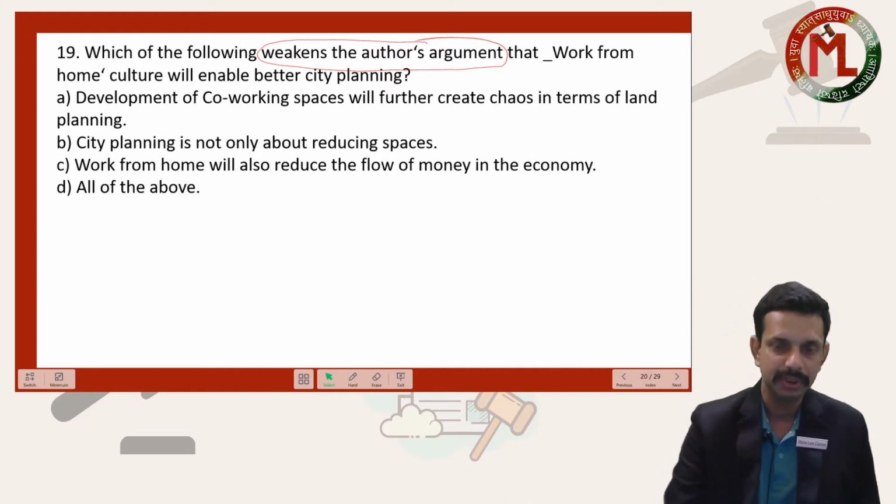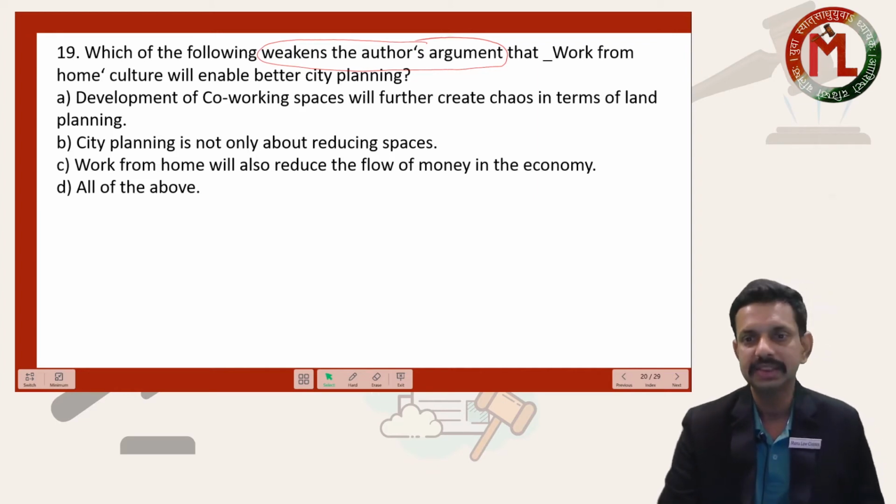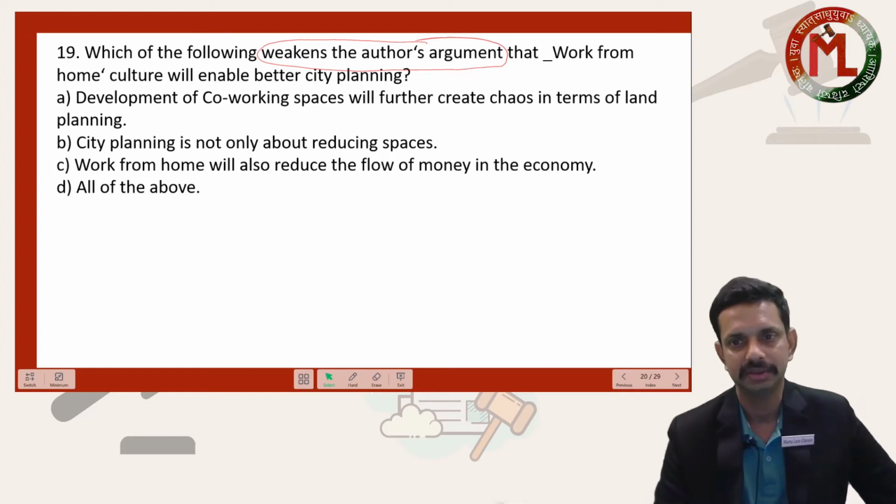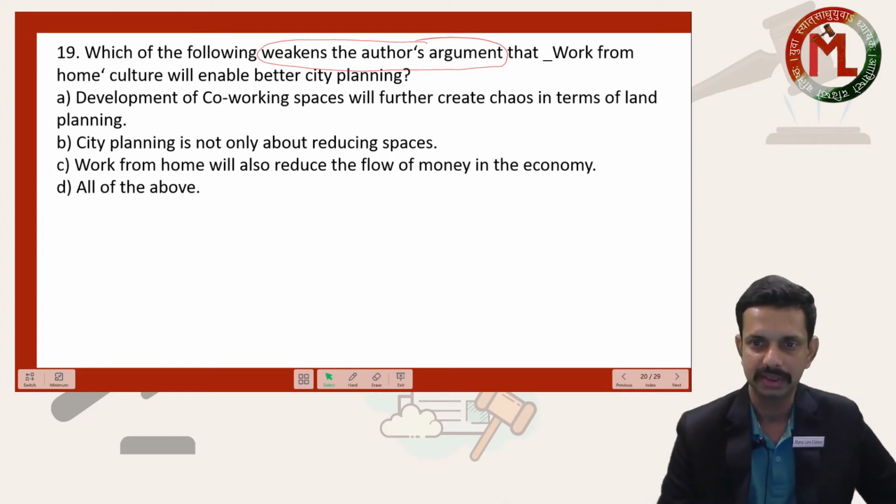And for that purpose, we need to understand the basics of the argument. Now, this can be done by learning the basic logic, the basic or logical reasoning.